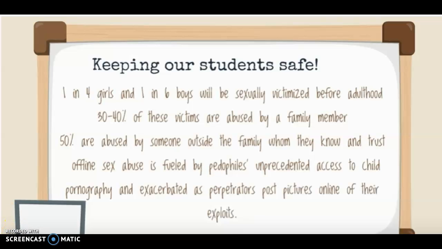1 in 4 girls and 1 in 6 boys will be sexually victimized before adulthood. 30 to 40% of these victims are abused by family members. 50% are abused by someone outside of the family whom they know and trust. Around 10% of these students are abused by people that they do not know. Offline sex abuse is fueled by people's access to child pornography. Predators can post pictures online of their exploits, and they can also find their exploits online.